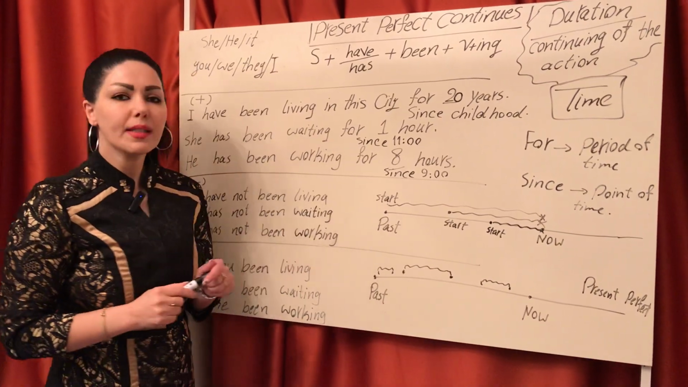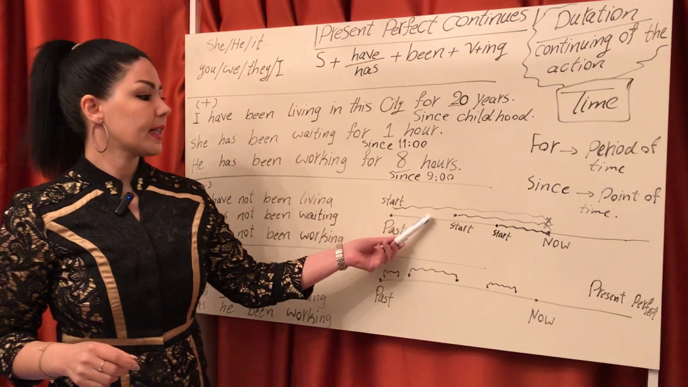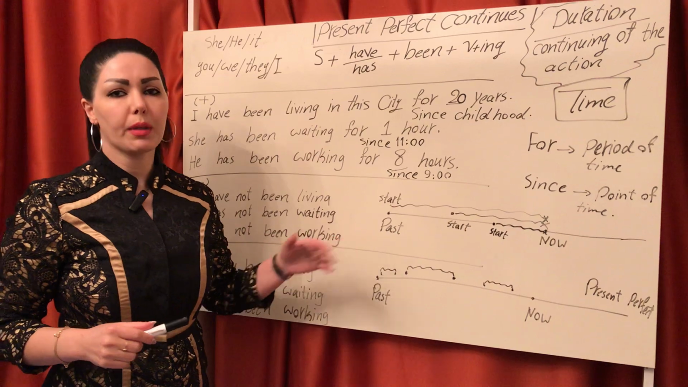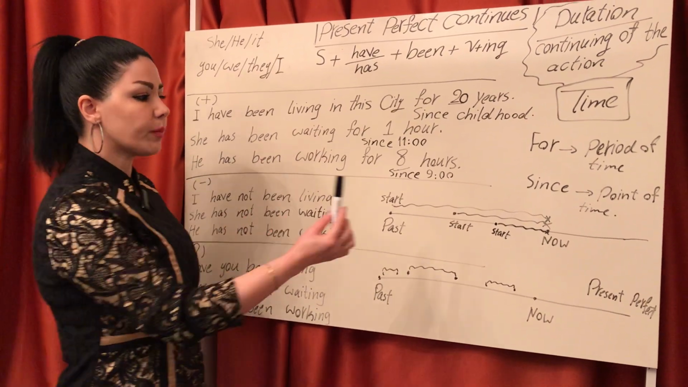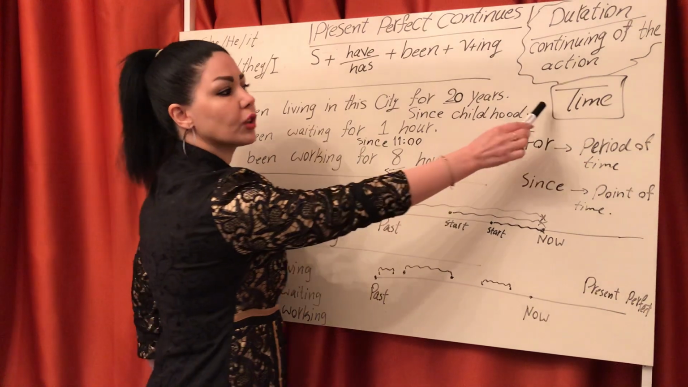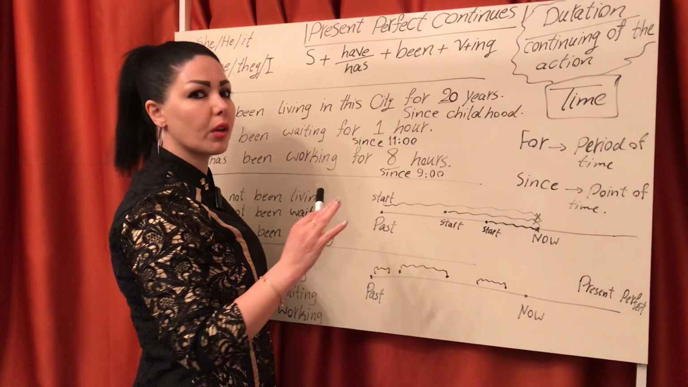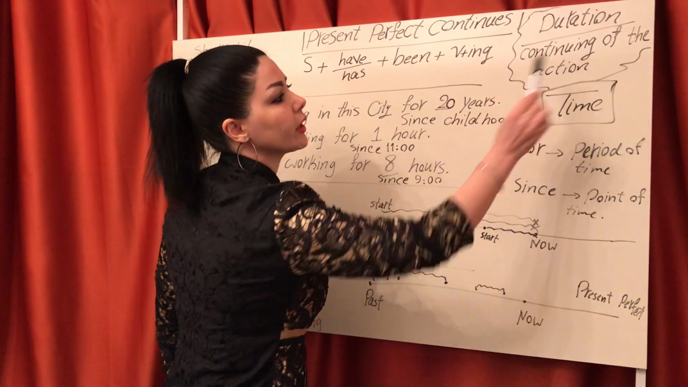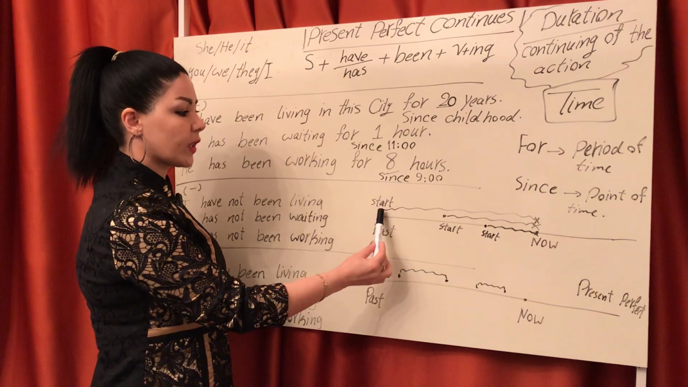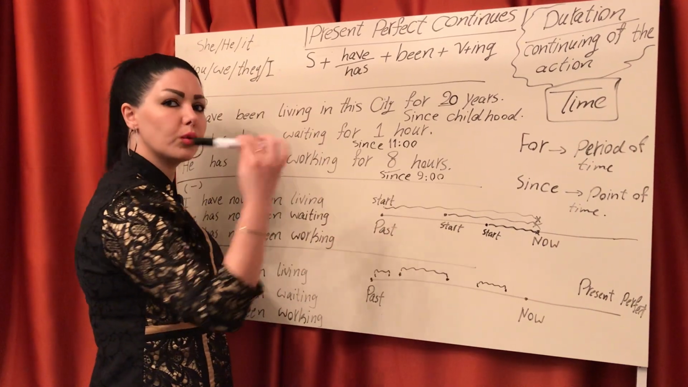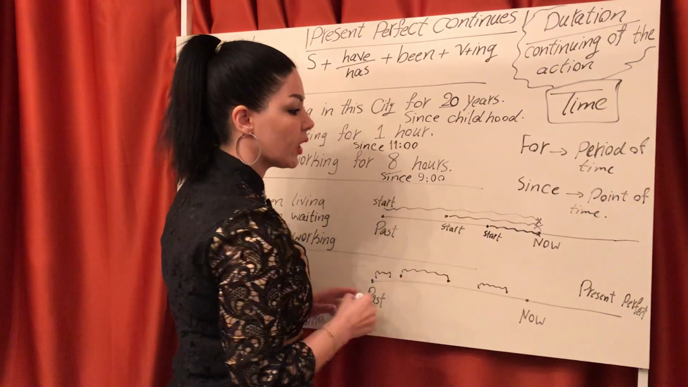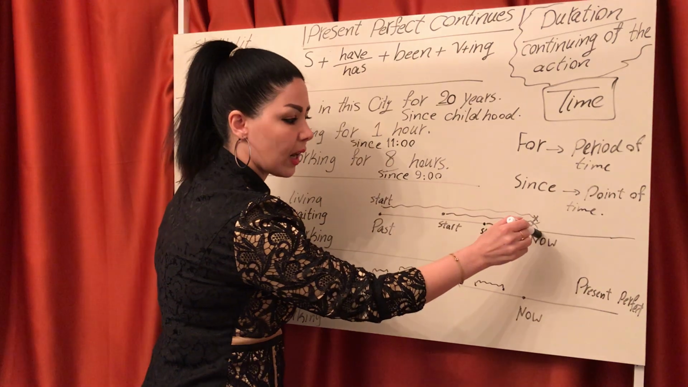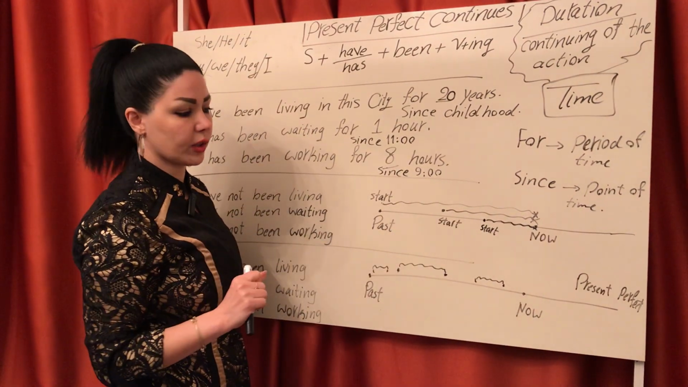Okay? Now, what is the difference between present continuous, present perfect continuous, and present perfect? What is the difference? In present perfect continuous, time is important. We focus on time. Time is important for us. Duration or continuing of the action. For example, started in the past, 2 years, 20 years ago, and continue. This continuing is important for us. And until now, continue, not finish.